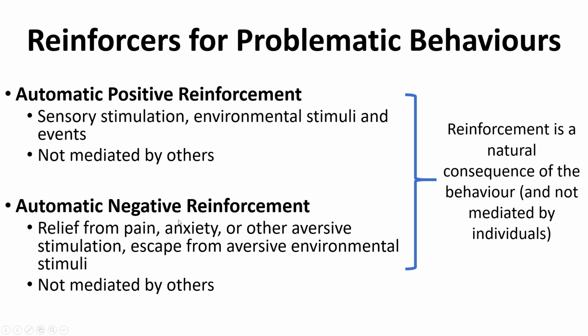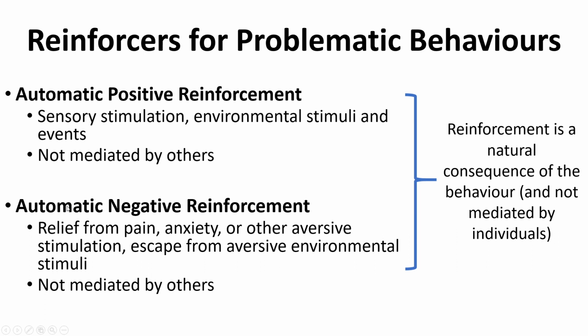For automatic negative reinforcement, this could be things like relief from pain, anxiety, or other aversive stimulation, escape from aversive environmental stimuli, and again, not mediated by others. So maybe an individual has OCD, and by performing different compulsions, it lessens their anxiety. So that would be automatic negative reinforcement of those compulsive behaviors. So for these 4 different options here, we still have positive and negative for our reinforcement.